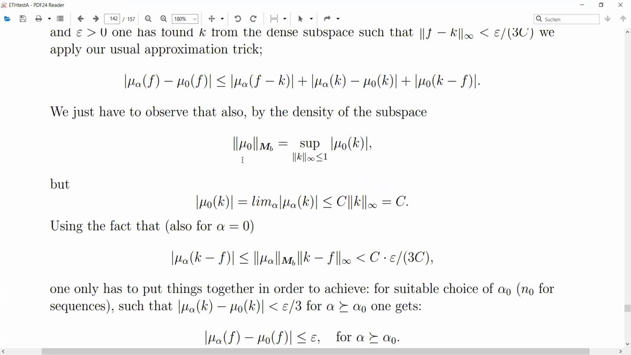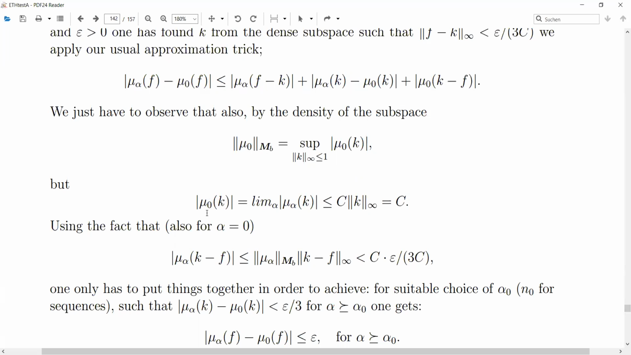Now, we have assumed this family mu alpha is bounded. So what does it mean? Whenever you insert a function with compact support, or any from this dense subspace, you can take the limit. Now, we didn't make a proper assumption at the moment about the element mu0, because here we need an estimate for mu0. But the point is, if all these mu alpha have a common constant, then the same constant can be used for mu0.